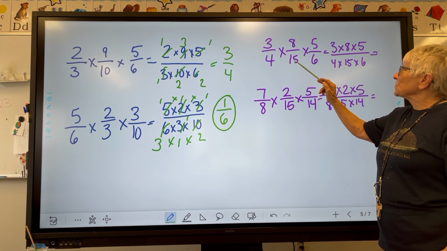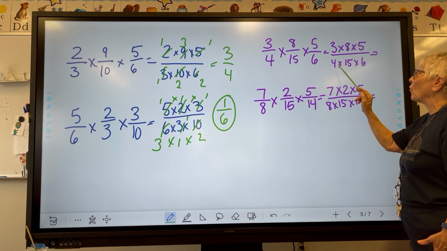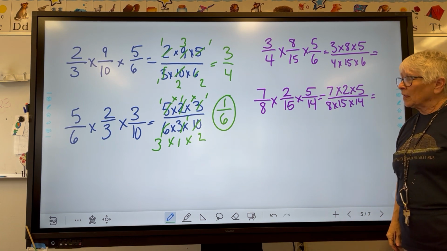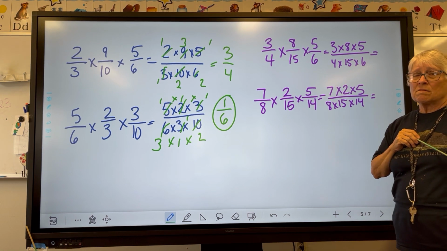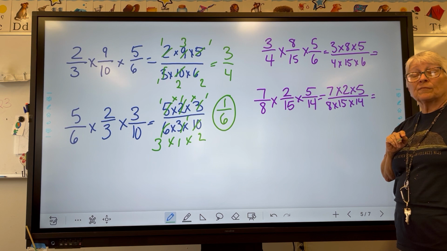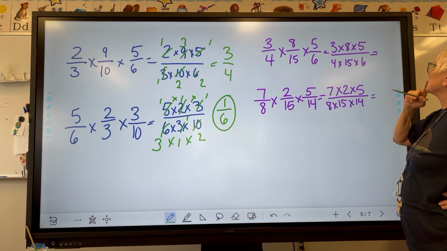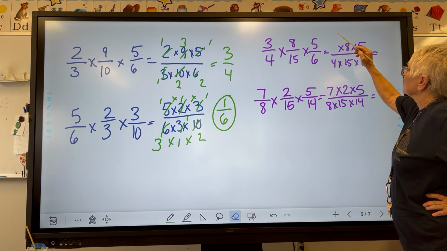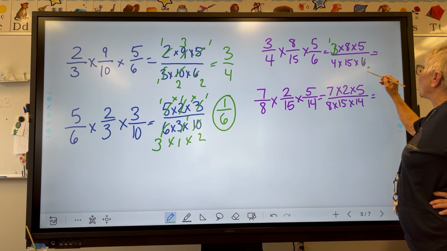Here we have 3/4 times 8/15 times 5/6 equals 3 times 8 times 5 over 4 times 15 times 6. Now I don't really want to multiply all those numbers together, so I'm going to try to pre-reduce. Does 3 go into 4? It does not. But 3 goes into 15, but 3 also goes into 6. I think I'm going to use the 3 and the 6. 3 goes into 3 once, and it goes into 6 twice.